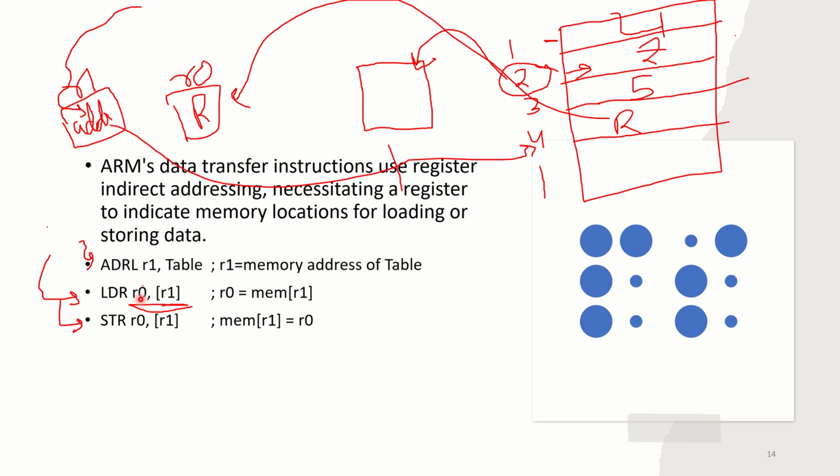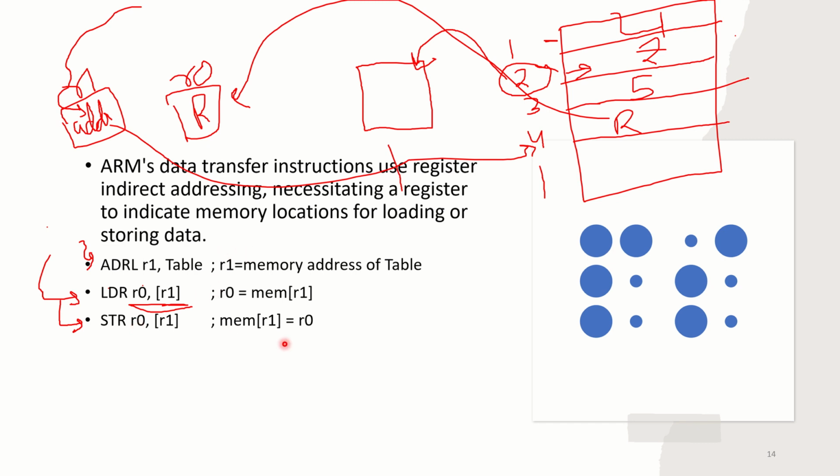In memory, where memory is big, at the address. Where is that address? The address is stored in R1. So that is LDR. The second thing is STR. STR means we are storing the content of R0 into memory. In memory, to find the address, we have to go to the register R1. In R1 we have stored the address. At that address we are storing the value of R0.